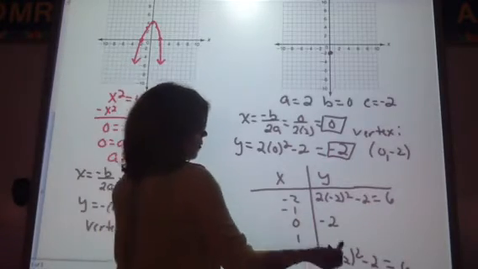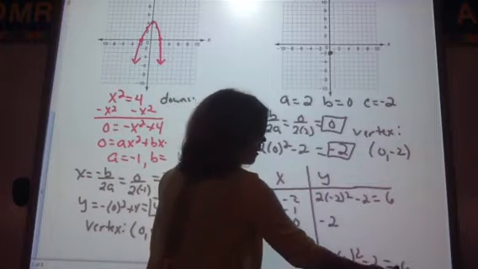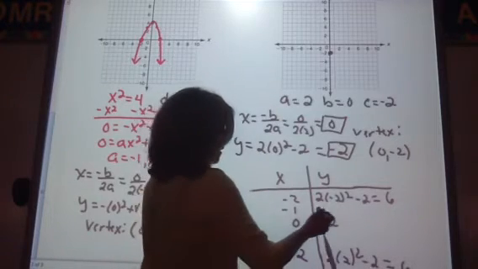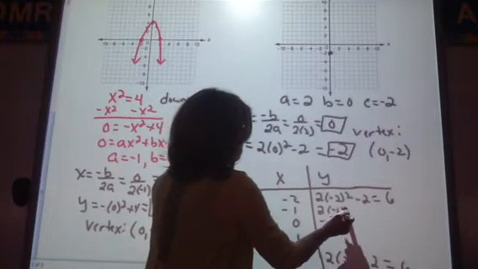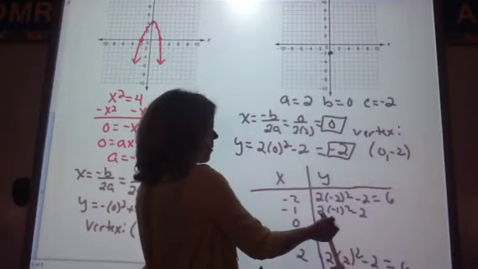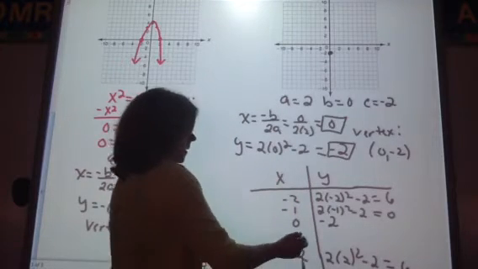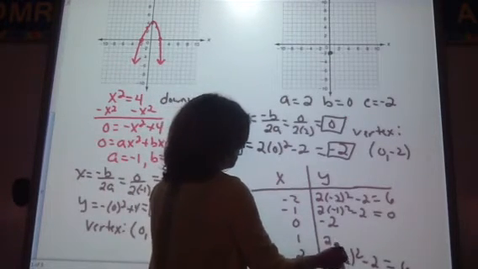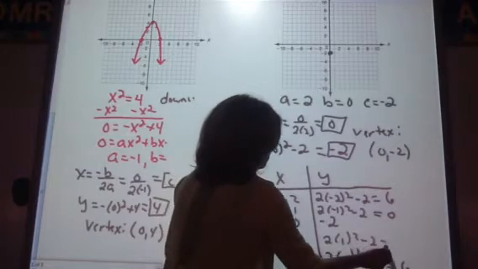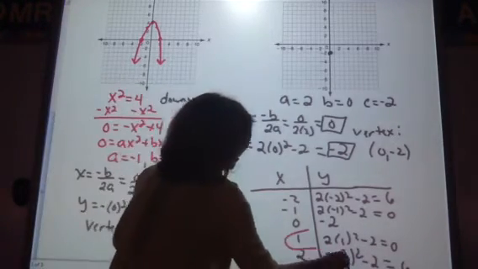Now let's substitute -1 in because we don't have our solution yet. We don't have a y-coordinate at 0 yet. So let's substitute a -1. -1 squared is 1. 1 times 2 is 2. 2 minus 2 is 0. So there's one of our solutions. This one should be 0 also. So here's our solution.